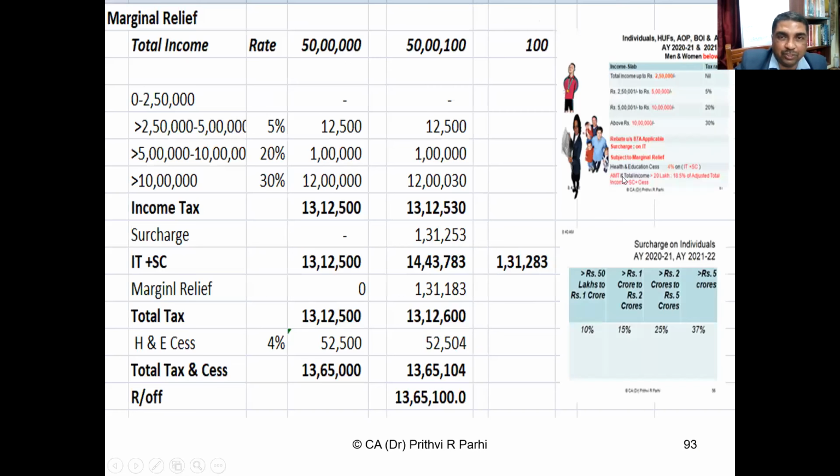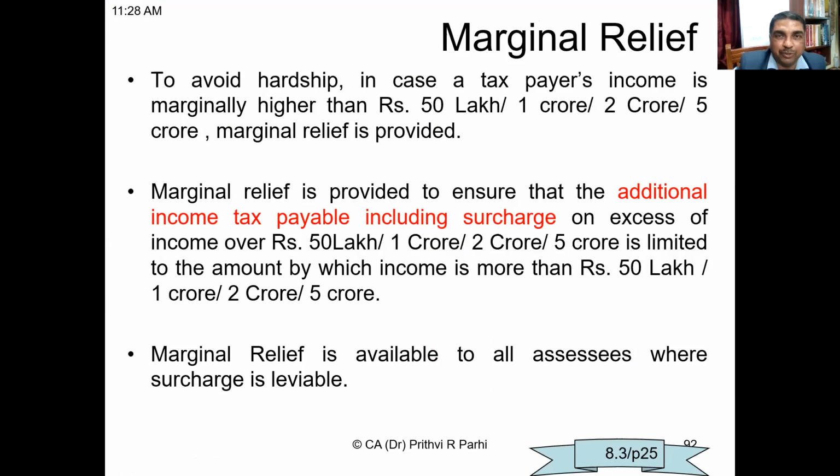Now, having understood this, one more thing we need to understand. That is the concept of marginal relief. What is that? This we'll do maybe in the next session. Next session we'll again be using tax calculators for various types of assessees we have seen. For companies also we'll be using tax calculators. But what is this marginal relief?